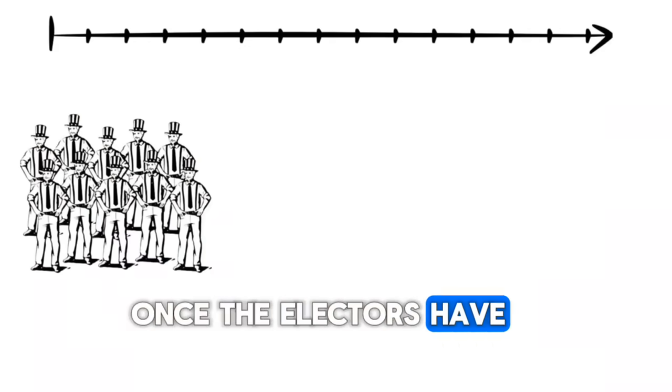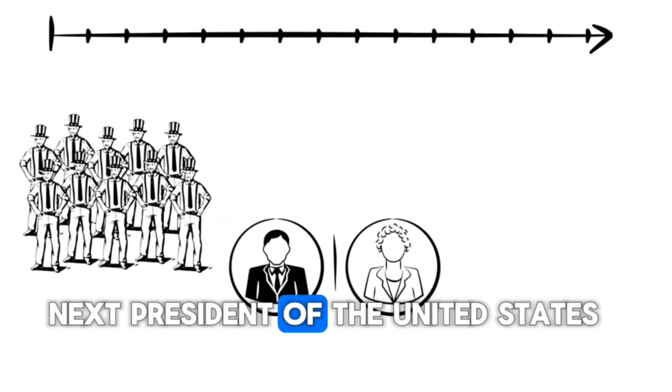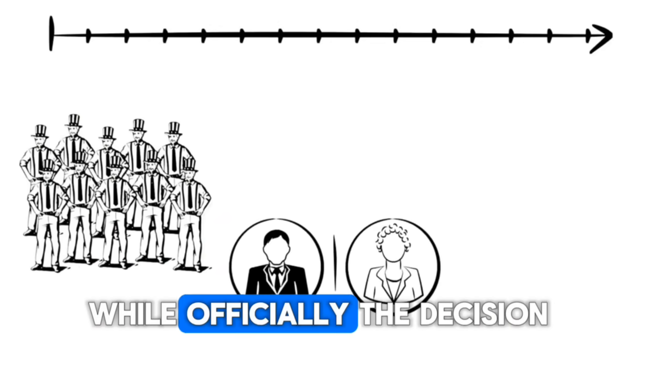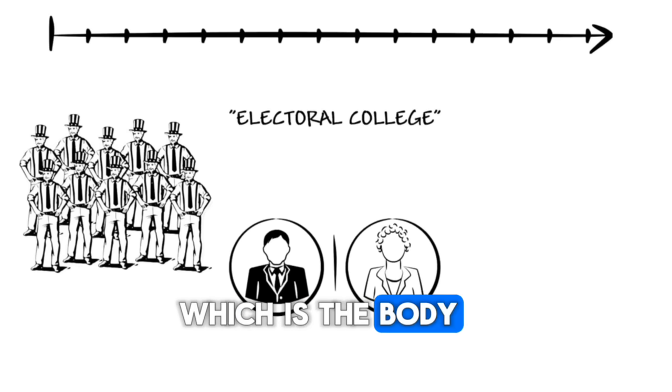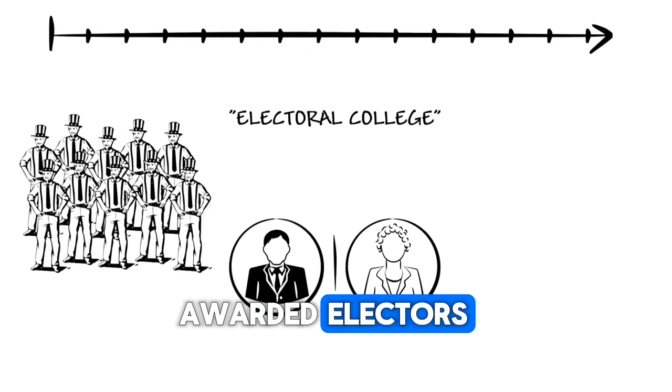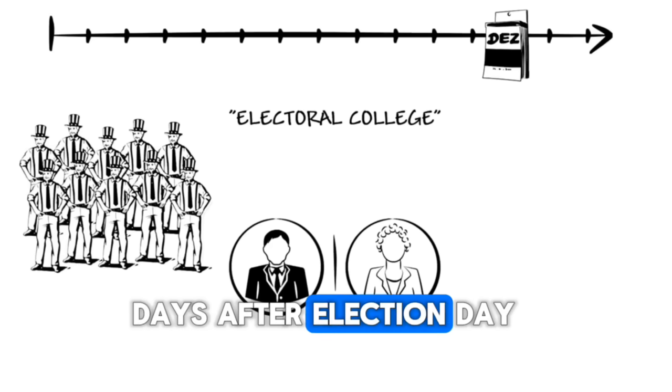Once the electors have been awarded, it is basically clear who will be the next president of the United States, while officially the decision is only made by the Electoral College, which is the body made up of the awarded electors. This is usually 41 days after Election Day.